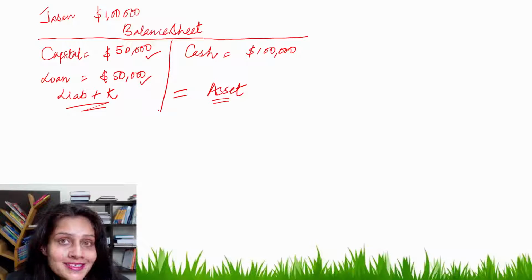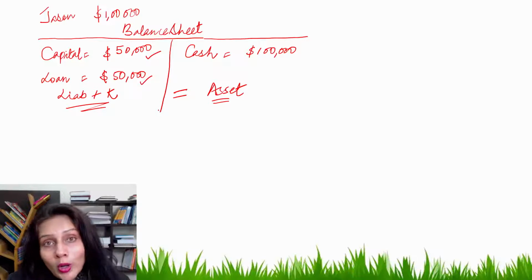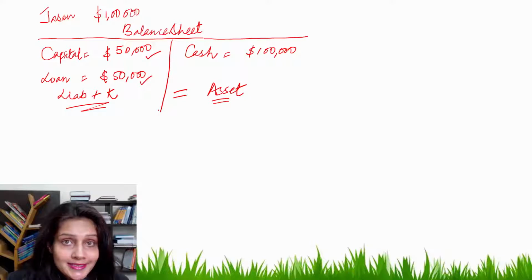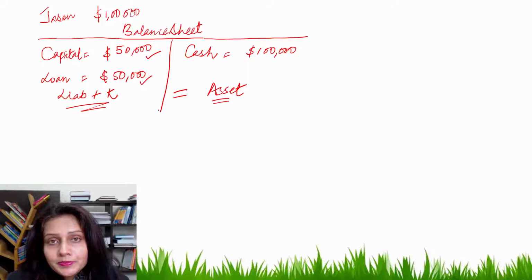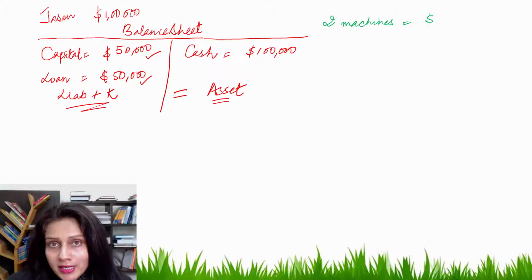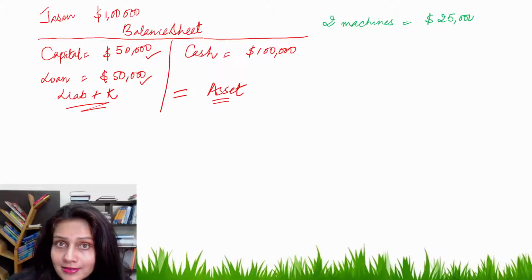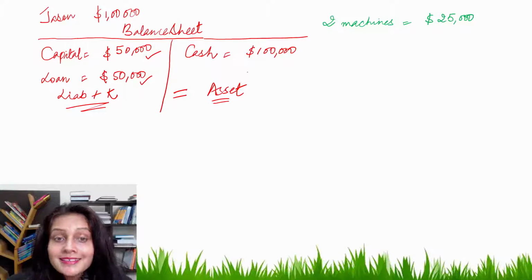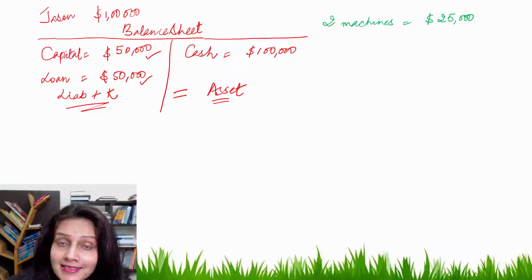However, in order for a business to be sustainable, it has to do something. It has to generate revenue. And for that, it has to be employed in certain constructive activities. Let's assume that Jason is a tailor and Jason needs to buy certain sewing machines in order to start his work. Now, suppose Jason buys 2 sewing machines. So these 2 machines cost him, say, $25,000. Where did this $25,000 come from? This $25,000 has come from this cash that Jason has in his business.